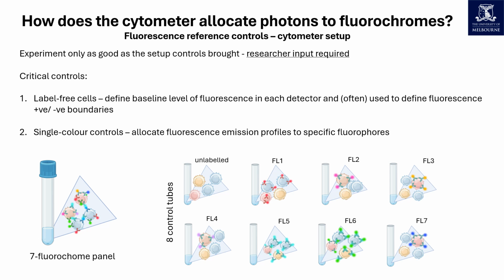For these single colour controls, it is critically important to have unlabelled particles of matching autofluorescence. For example, if using cells to define a green fluorescent protein signature, it is important to have a parental or wild-type cell of the same type that does not have the green fluorescent protein.